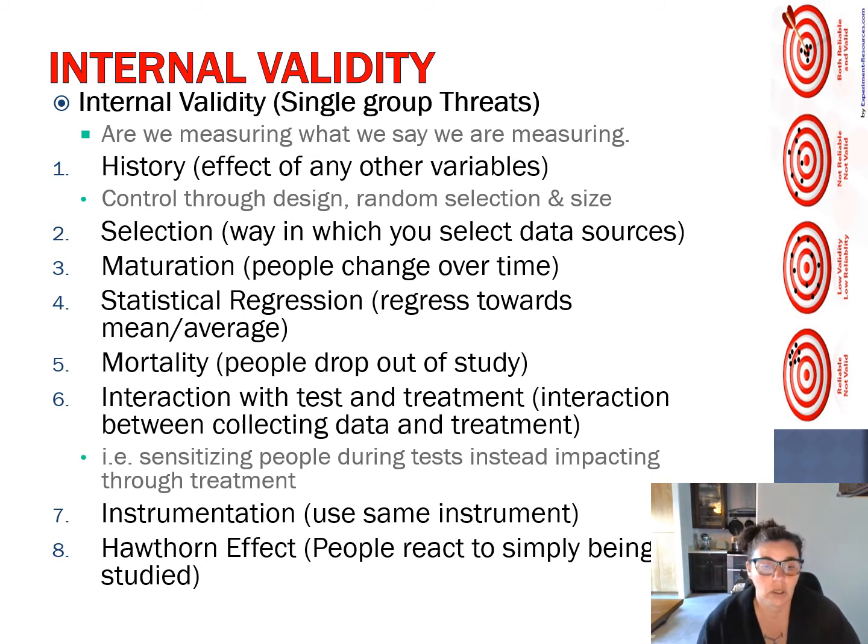The next one, another way I like to talk about statistical regression. If you think about it in terms of intellect, as you age, your intellect increases. But as you get older, your intellect slows down as well, right? So it increases and then slows down. So even if we had a very high intellect, over time it's going to move more towards the average.